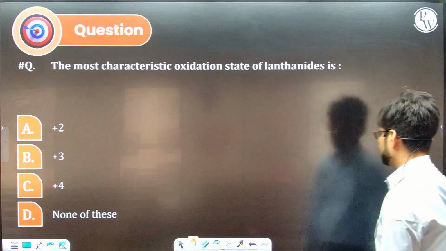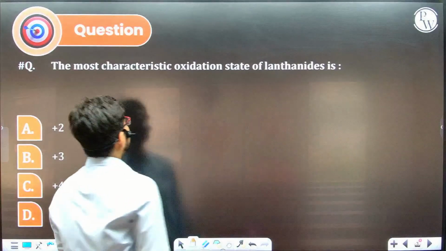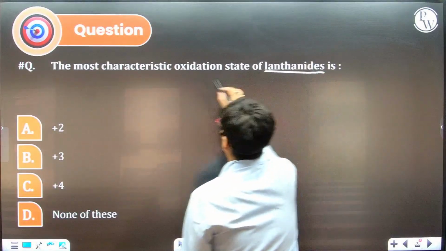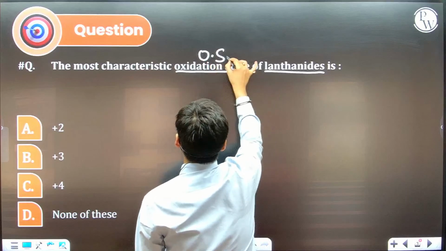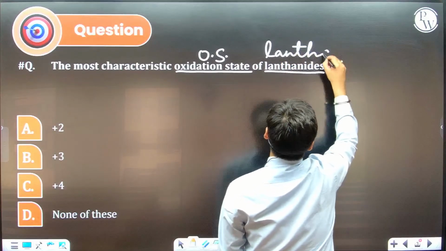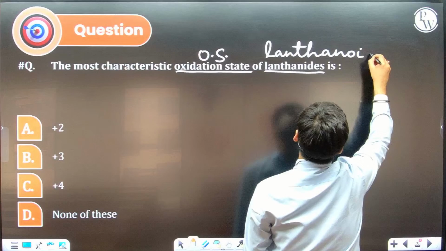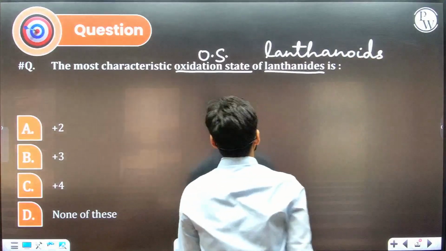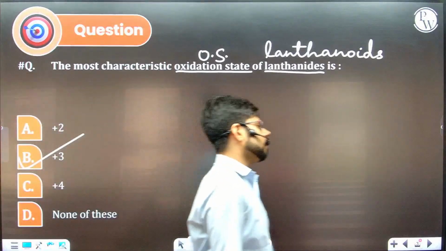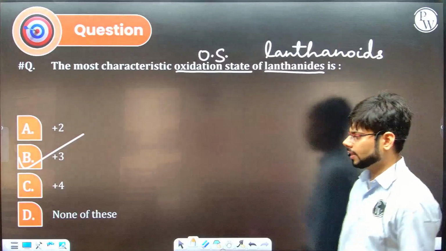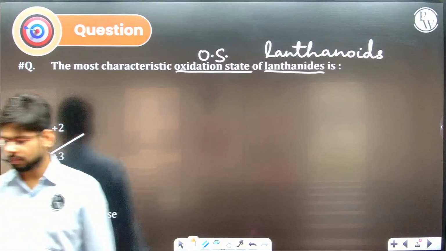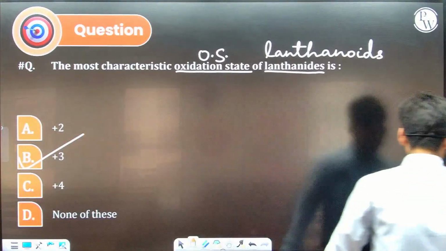Next question. The most characteristic oxidation state of lanthanides is. Again, they have asked us to identify the most common oxidation state, that is OS, of lanthanides. Now, lanthanides are also called lanthanoids. And the answer is +3. So option B is the correct answer. The most common oxidation state is +3 for lanthanides. This is a very easy question. Let's move to the next question.